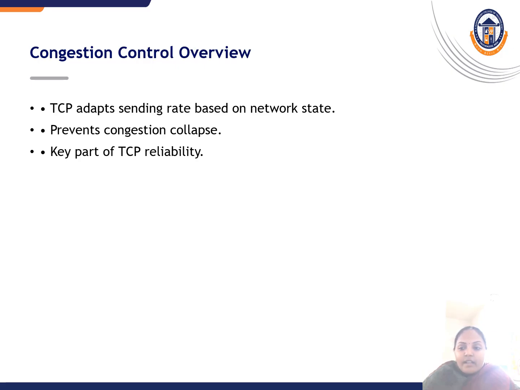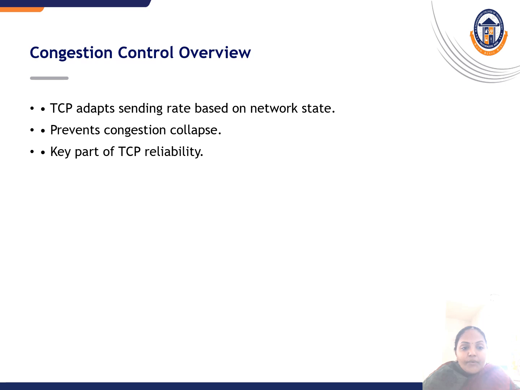The next one is congestion avoidance. When the congestion window reaches this threshold, TCP switches to a linear increase. For every RTT, the congestion window increases by 1, not exponentially. This allows TCP to probe the network capacity more cautiously. If congestion is detected, that is usually by packet loss, TCP reacts more conservatively.